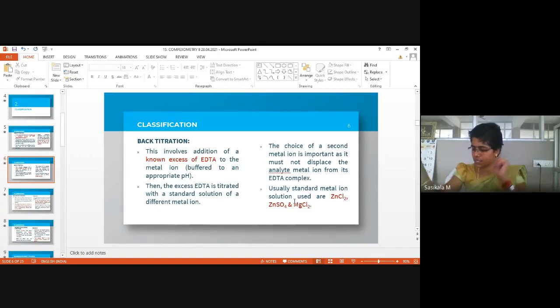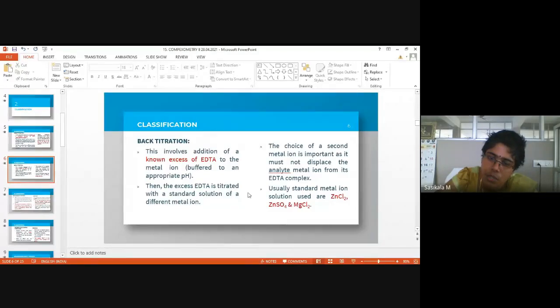Got it? Back titration means what? EDTA is titrated back with the second metal's ion solution, that is of standard solution, known concentration. Where is this known excess of EDTA present? In the conical flask. In the conical flask, what contents are present? EDTA and metal ion. In the burette, what will be there? The second standard solution, the metal ion of the second metal. And the remaining EDTA, once the EDTA has formed complex with the metal ion, the excess EDTA, what happens? It will be titrated with the metal ion present in the burette.